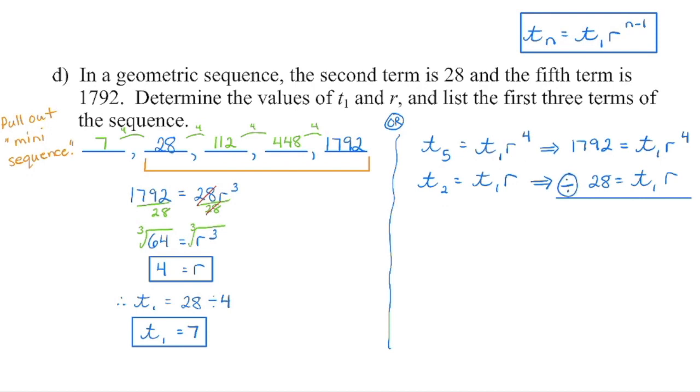So we're going to take 1,792 and divide by 28, and that will give us 64, and then term 1 divided by term 1 is just 1. R to the power of 4 divided by r. Remember, when you're dividing powers with the same base, we're going to subtract exponents. So we get r cubed, and again, when you cube root each side, we end up with the common ratio of 4. So you can see that we get the same value. With geometric, however, you're dividing the equations instead of subtracting.